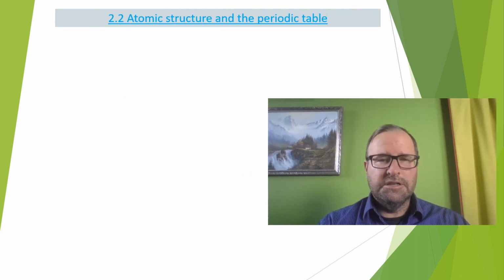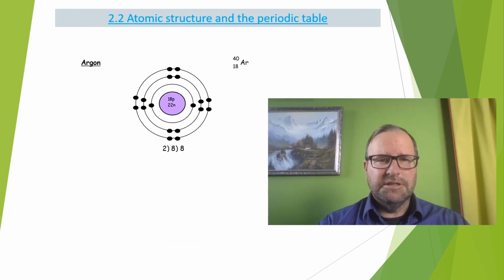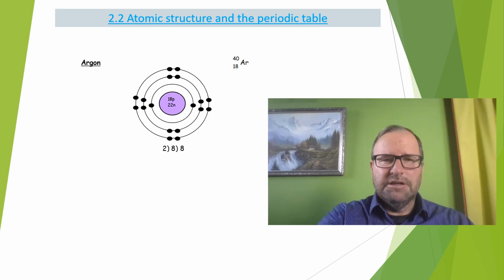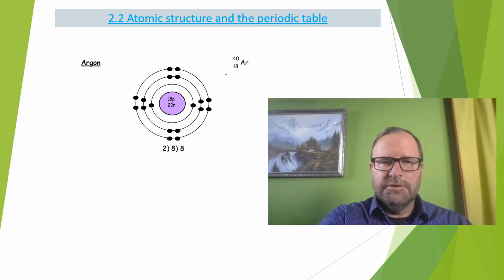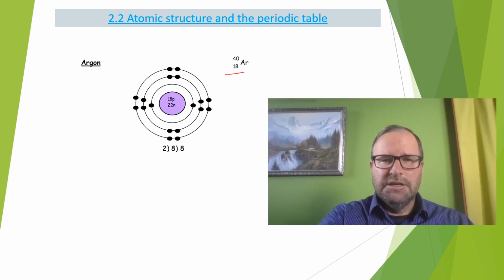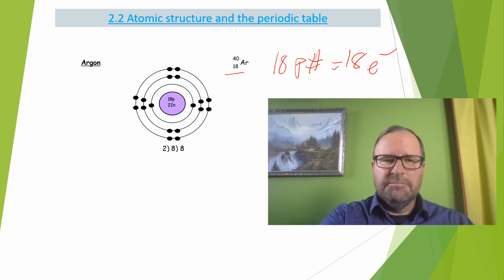Here's a few more examples of the first 20 elements' electronic configuration. We have argon here. Again, going through the process, argon has a proton number of 18, so there's 18 protons. That means it's also equal to 18 electrons. And then we go through the rule.